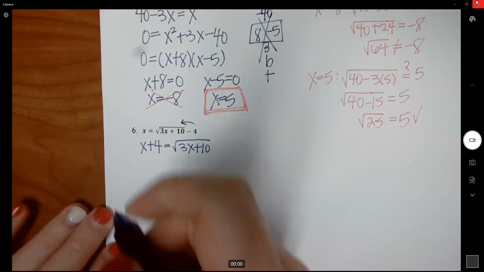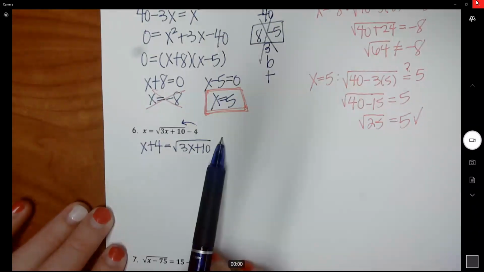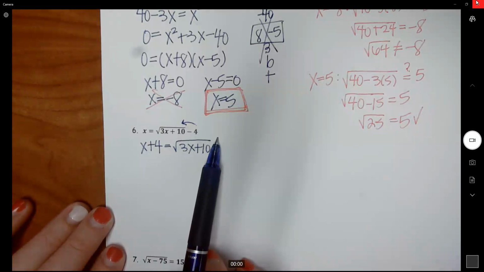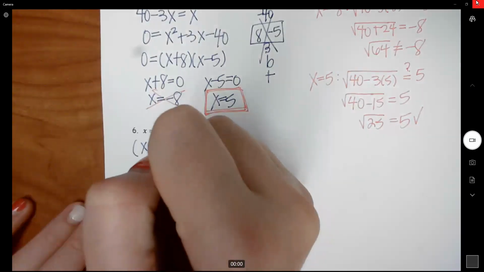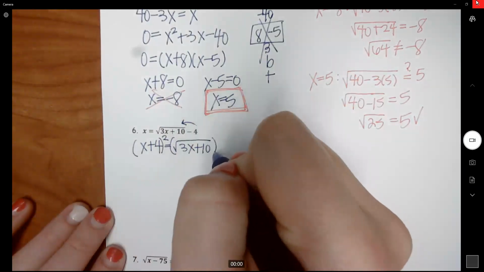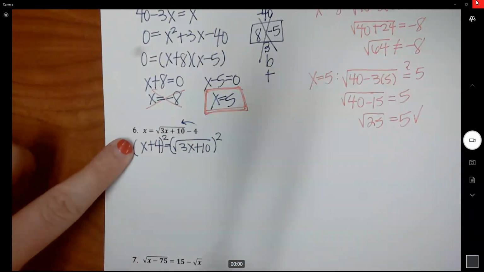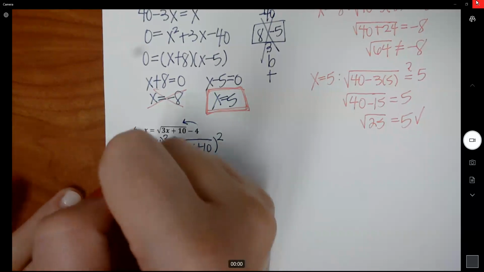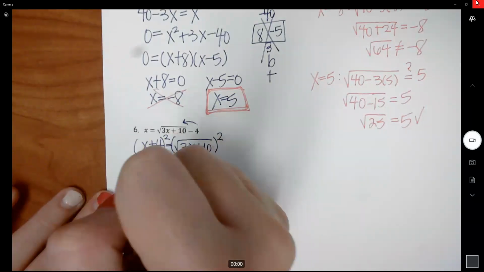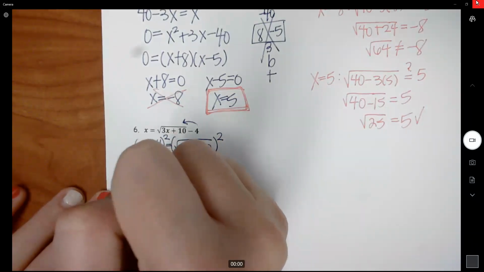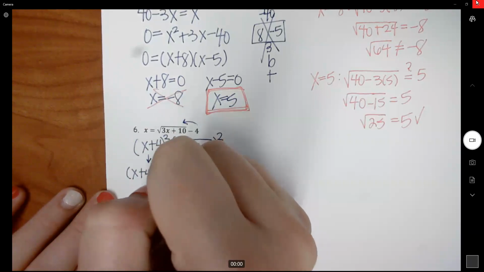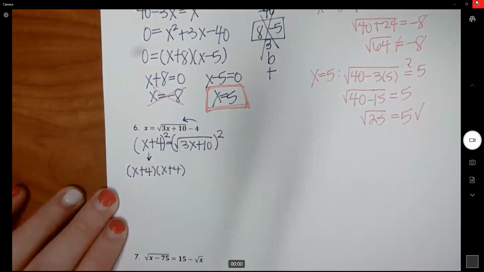So heads up. I've isolated my radical, so that to get rid of the square root, the opposite operation of square root is to square. So I'm going to square both sides. Over here, x plus 4 quantity squared. This is the same as x plus 4 times x plus 4.